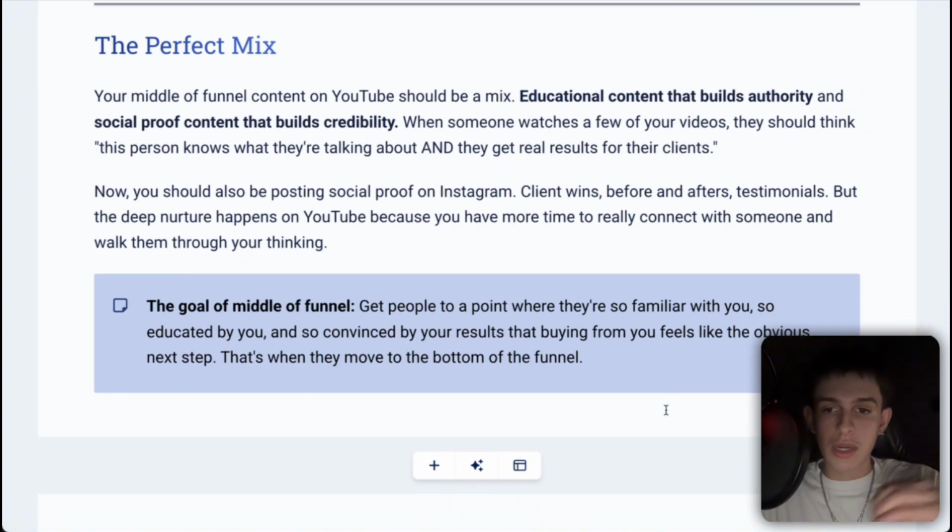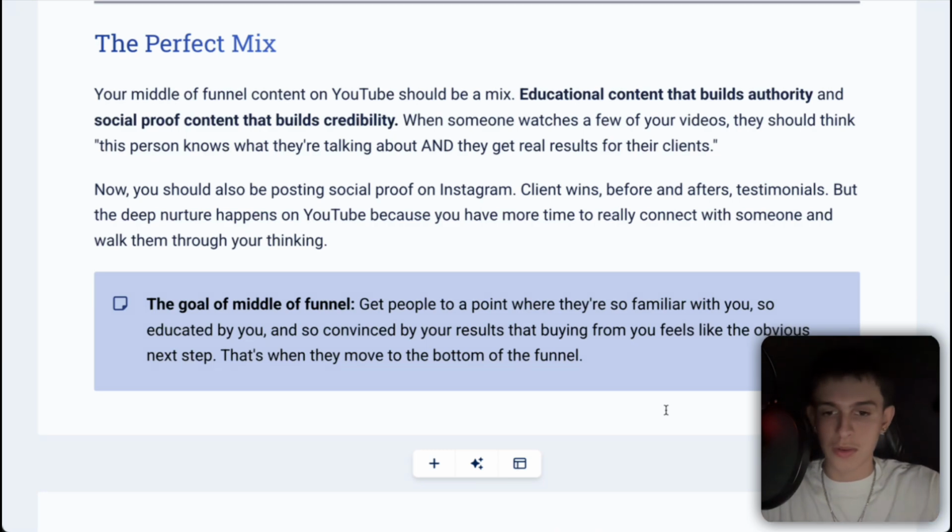So just to summarize what I went over here, the goal of the middle of the funnel is to get people to a point where they're so familiar with you, so educated by you, and so convinced by your results that buying from you feels like the obvious next step. That's when they move to the bottom of the funnel.